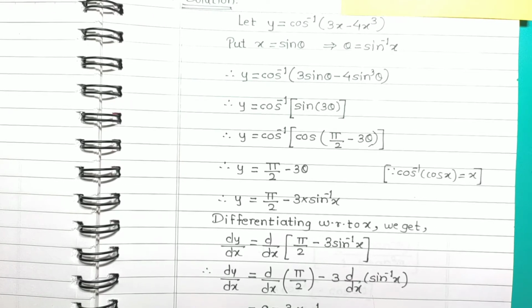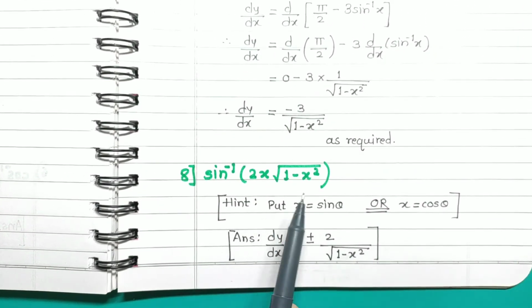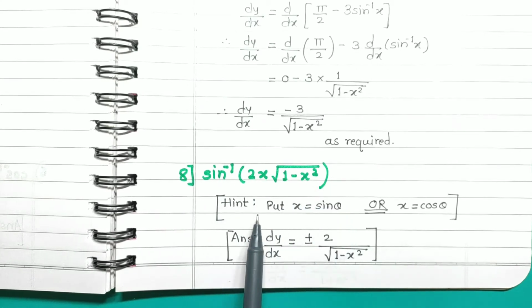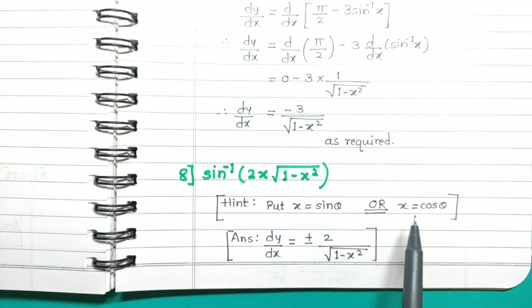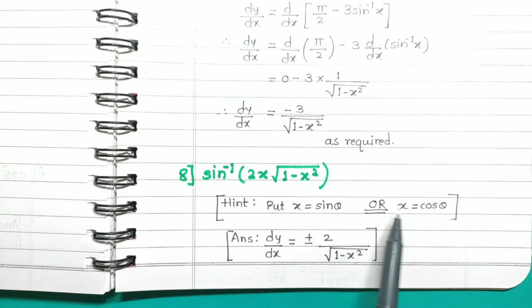Now one assignment is there for you. You solve this example on your own: sine inverse of 2x into root of 1 minus x square. You put x is equal to sine theta, or x is equal to cos theta will also work. You try both ways and the answer will be plus minus 2 upon root of 1 minus x square. One answer in one case, the other answer in the other case. So you solve it on your own and get the answer.